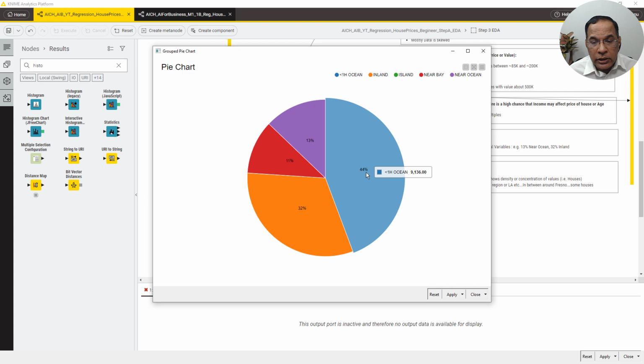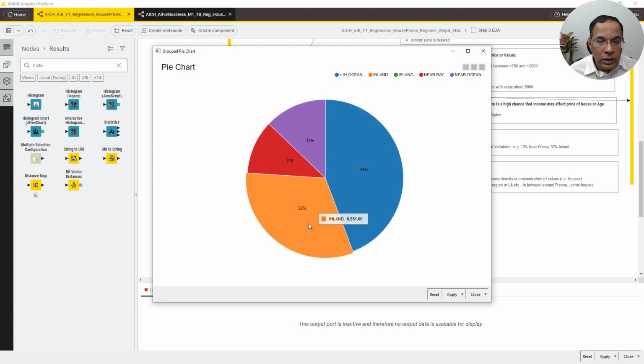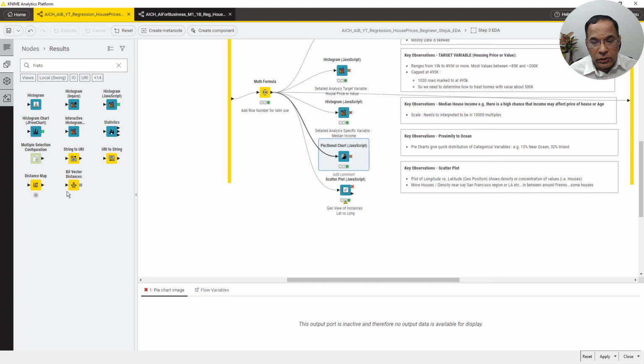Now I can clearly see 45% of my districts are in one category of this variable, 32% are inland, about 13% are near ocean, that is about 2000 of these districts, and so on and so forth, right? So I can do a quick analysis and say, hey, look, most of them are inland, that makes sense, but there are some districts which are closer to the ocean. Okay, so pie chart analysis is also there, so it's easy.